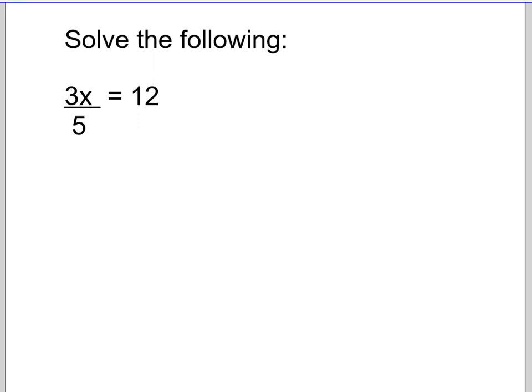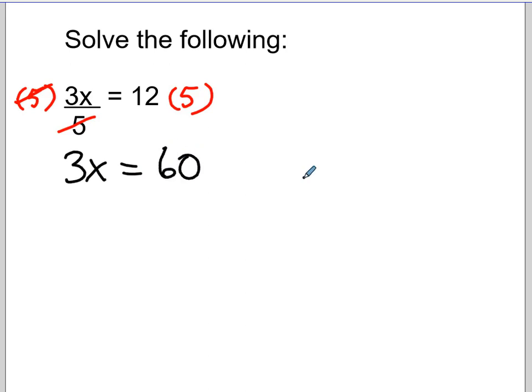A little bit trickier. This one has both numbers in the top and the bottom on the left hand side. So I'm going to go after the dividing by 5 first. So I'm going to multiply both sides by 5. These would cancel. I would be left with 3x equals, now 5 times 12 is going to be 60. And now I want to undo a multiplying by 3. So the opposite of multiplying by 3 is divide by 3. And when I do that division, I end up with x equals 20.